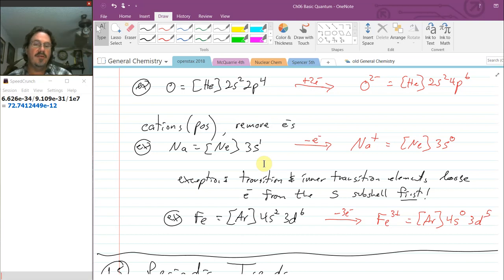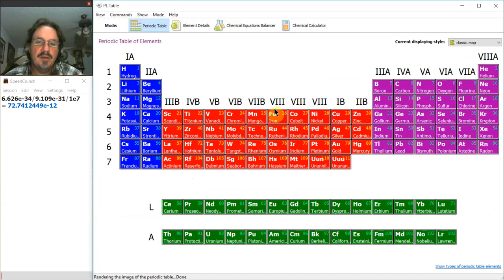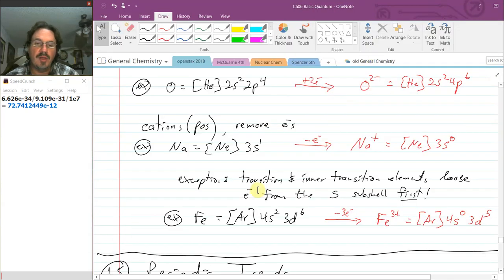So let's look at, for example, iron. Iron on the periodic table, there it is, number 26. That would be, well, let's see, it would be argon, and then 4s2 and 3d6. All right, 3d6. That's the electron configuration for normal iron. There it is, 4s2, 3d6. If we want to make an iron 3+, remember iron likes to be either a 2 or 3+ in its charge. So if we make an iron 3+, I have to remove 3 electrons.